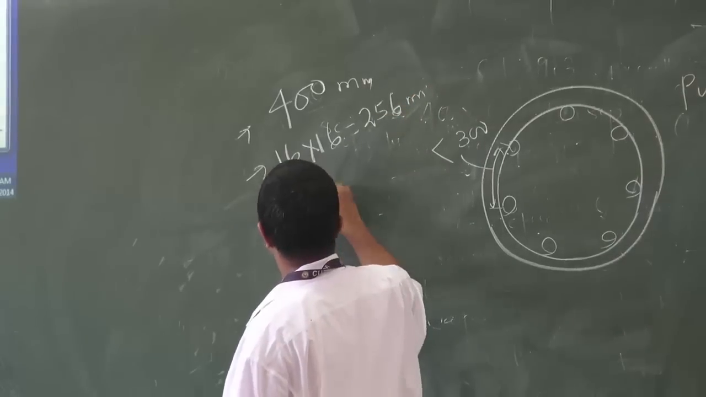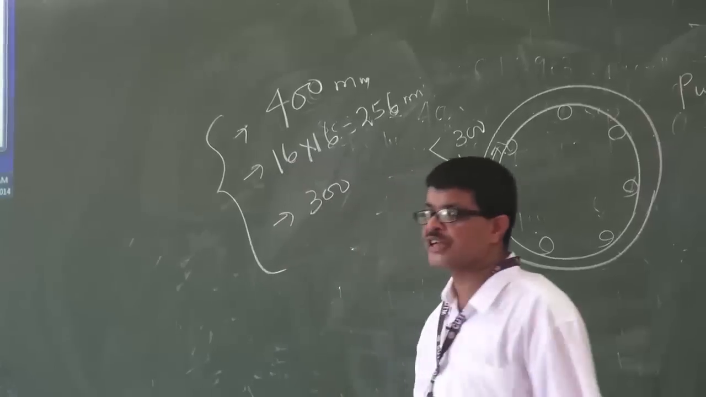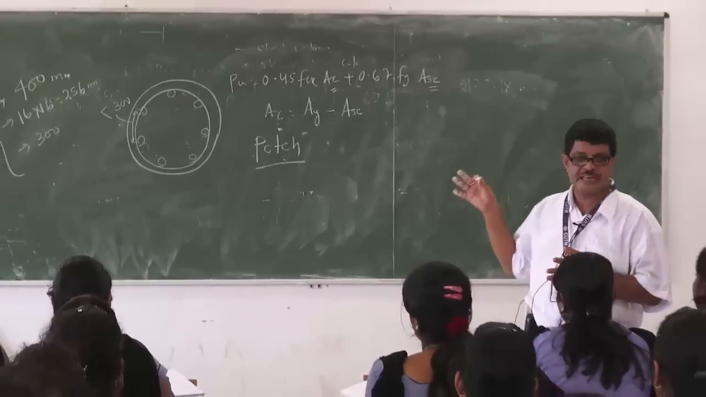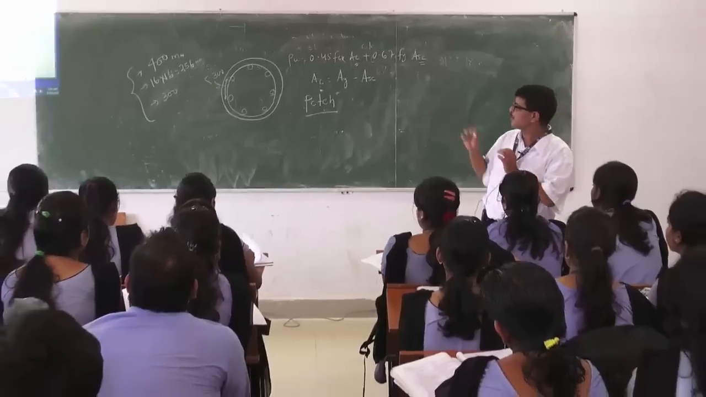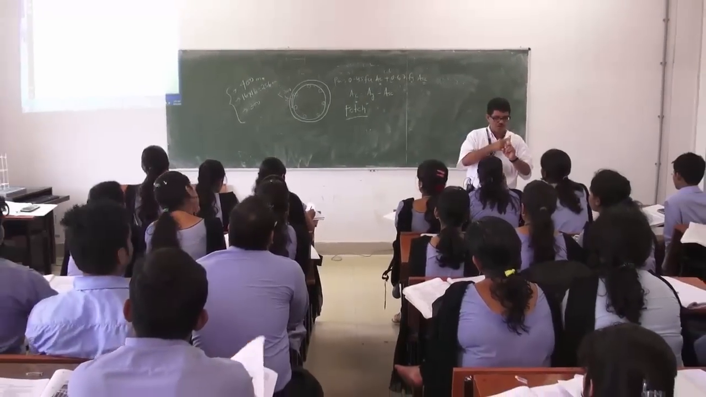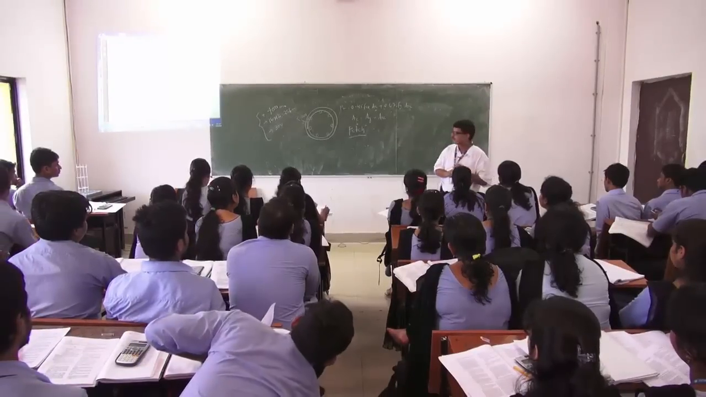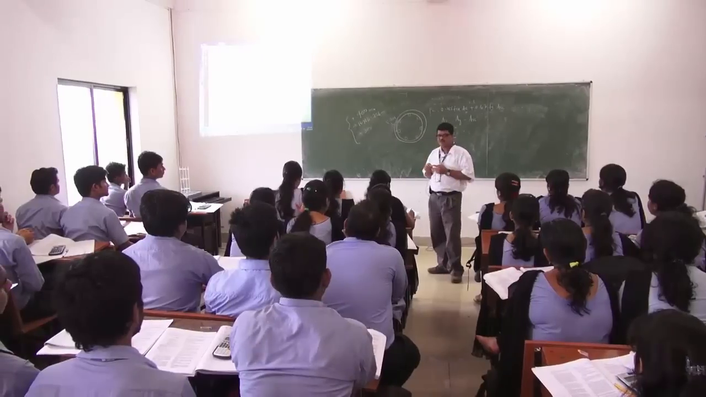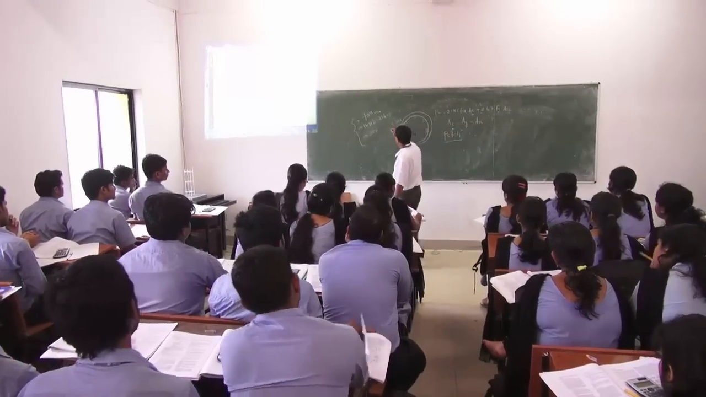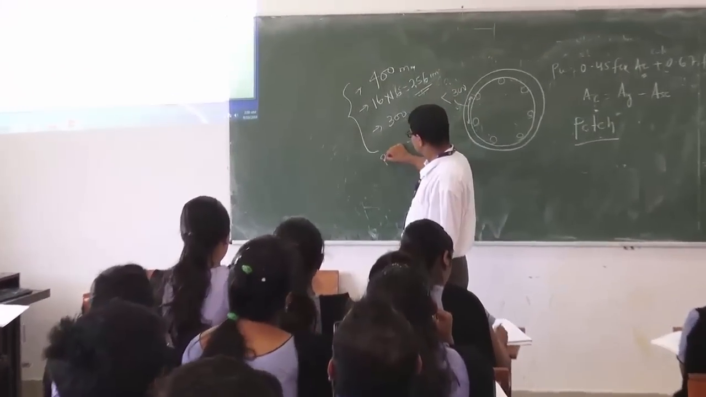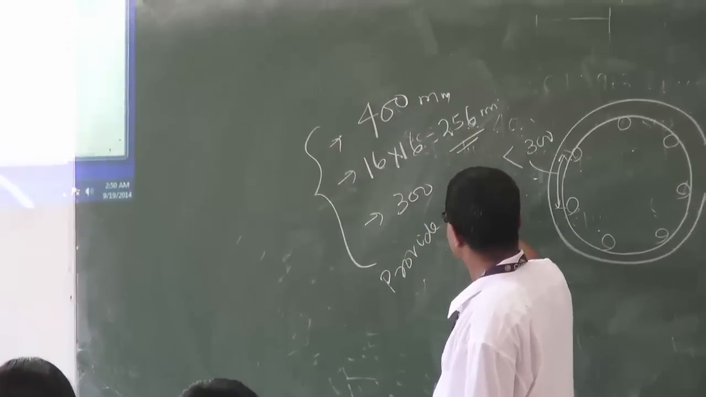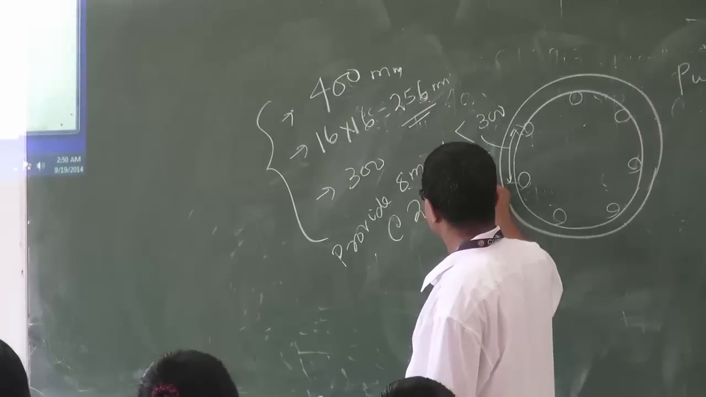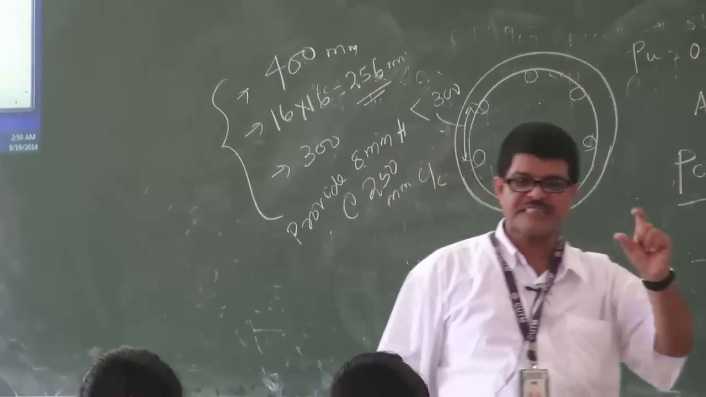Then 300. Out of these 3, whichever is the least. Suppose you are designing a 400 by 600 column, and you have used 16 mm bars as the reinforcement bars. Then how to calculate the pitch? One is the least lateral dimension. You have 400, 600. Out of this, take the minimum value. 16 times the diameter of the bar, 256. Then 300. Whichever is the least. So now you can say provide 8 mm bars at the rate of 250 millimeter center to center. That is your pitch. Pitch means the spacing between 2 bars.